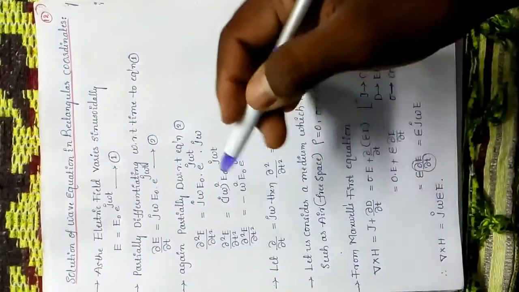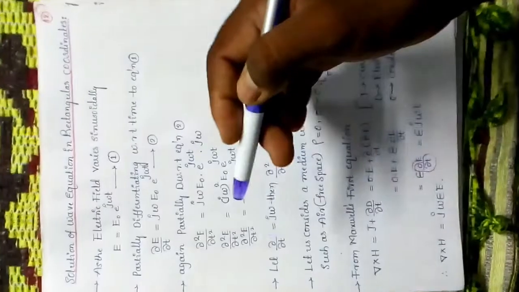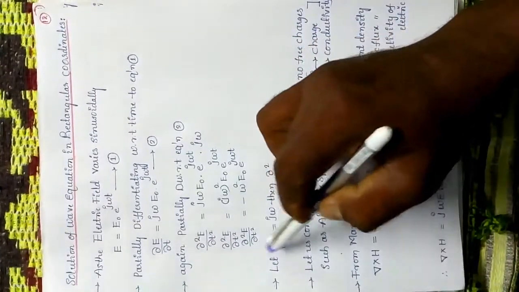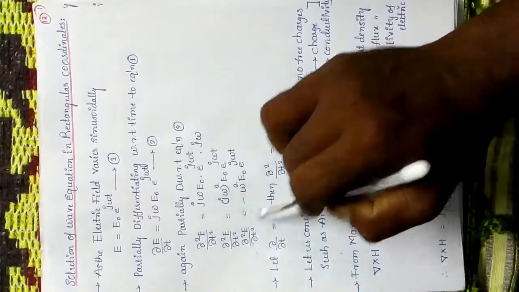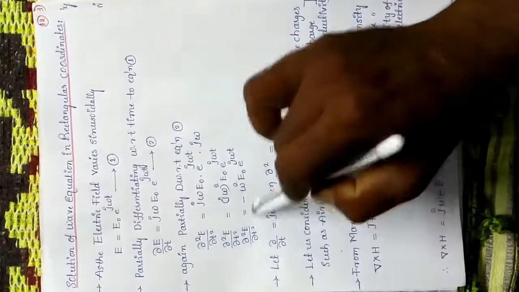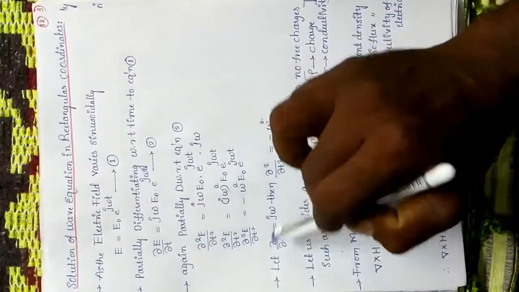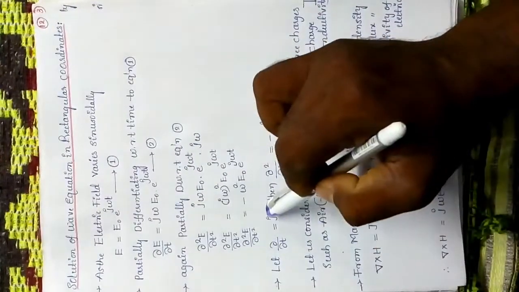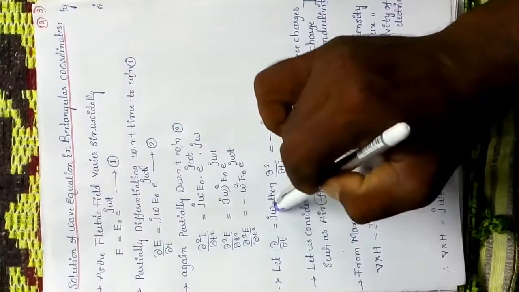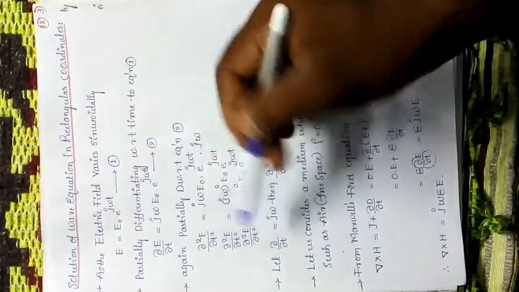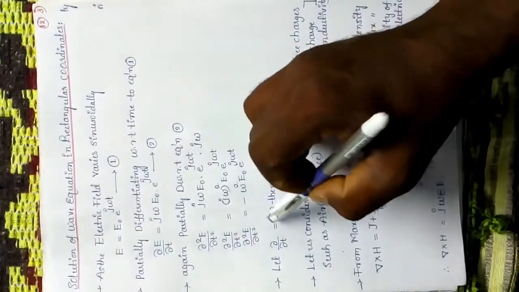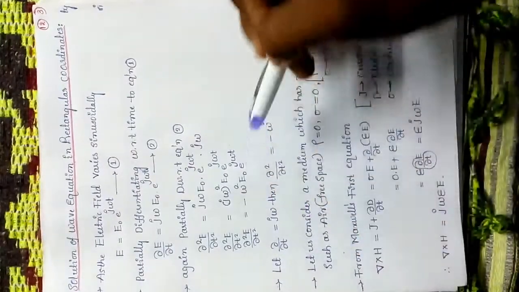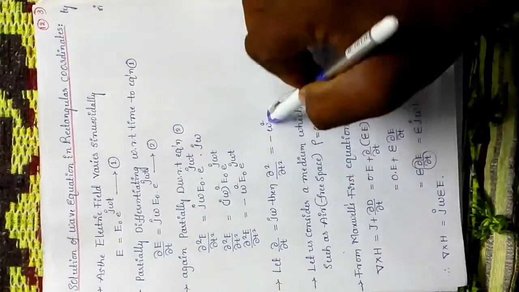Let me make an assumption: let d by dt, that means dou by dou t, be equal to j omega. Differentiating again with respect to time, we get dou square by dou t square, which is j omega whole square, that means minus omega square. So dou square by dou t square is equal to minus omega square.